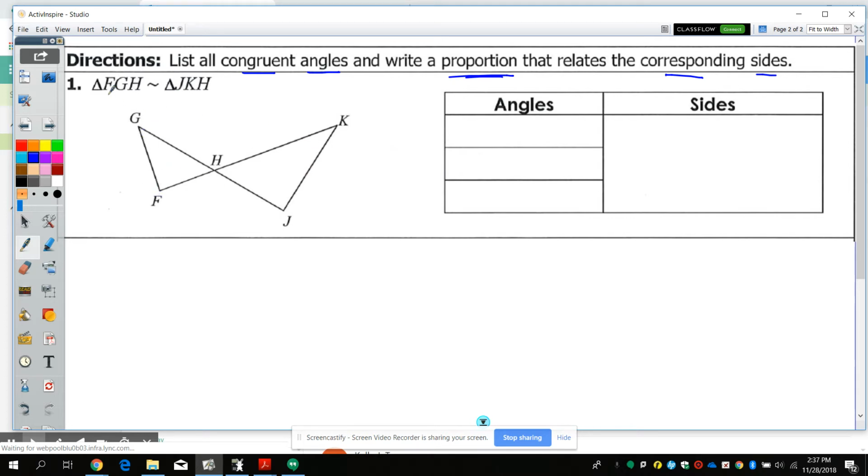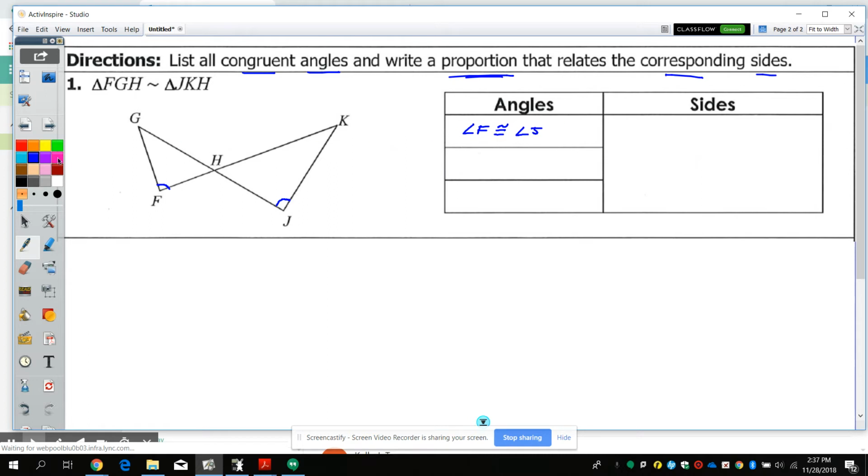So let's start with these angles. I'm going to start with angle F. First angle mentioned, first letter mentioned in this triangle, angle F. So I'm going to say angle F. Okay, let's write that there. Angle F is congruent to, and notice the first letter in this one, J. There's angle J.